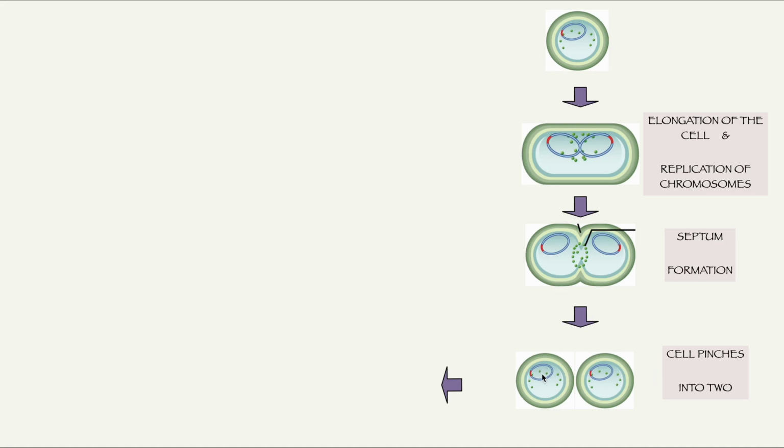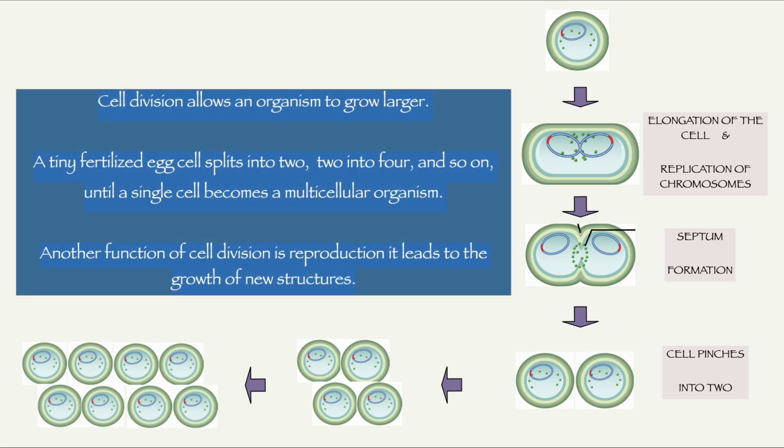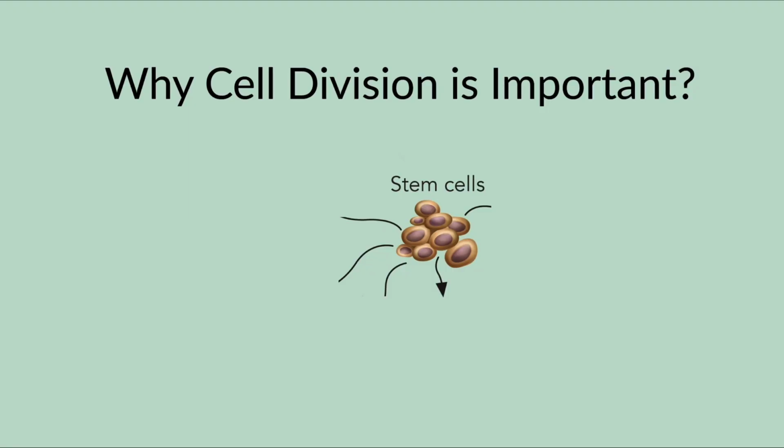Now that there are two cells, each one can create two more. So that will be four cells. And from four, it will be eight, and it goes on. Cell divisions allow organisms to grow larger. A tiny fertilized egg splits into two, two into four, and so on, until a single cell becomes a multicellular organism. Another function of cell division is reproduction. It leads to the growth of new structures.